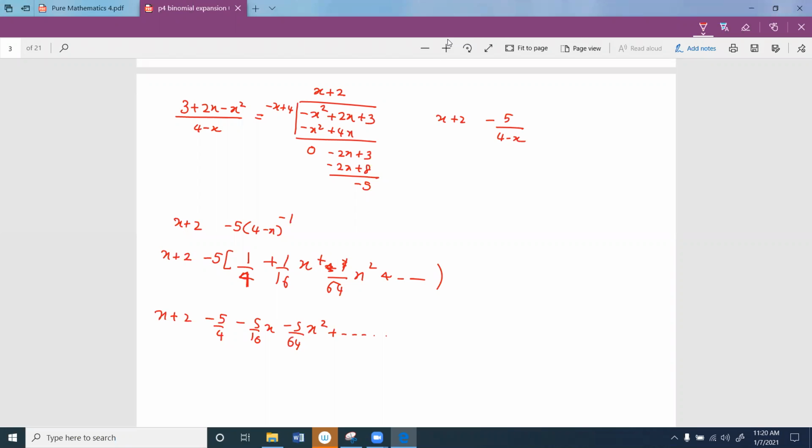Yeah, so if you do this, 2 minus 5 over 4 is how much? 3 over 4. x minus 5 over 16x is how much? 11 over 16x minus 5 over 64 x to the power 2. For that one, you even get the same answer.